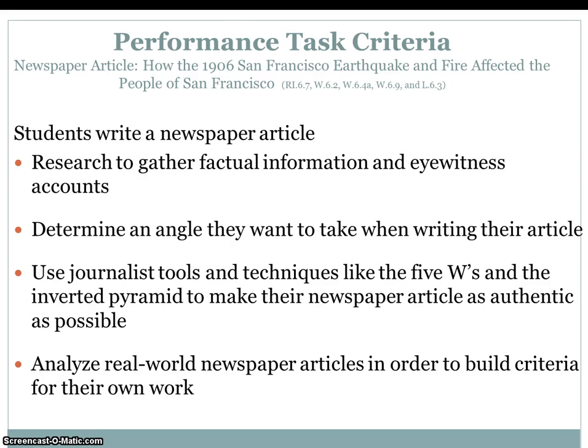The performance task is a newspaper article, how the 1906 San Francisco earthquake and fire affected the people of San Francisco. Students write a newspaper article, they research to gather factual information and eyewitness accounts, determine an angle they want to take when writing their article, and use journalist tools and techniques like the 5 W's and the inverted pyramid to make their newspaper article as authentic as possible. And then they will analyze real-world newspaper articles in order to build criteria for their own work.